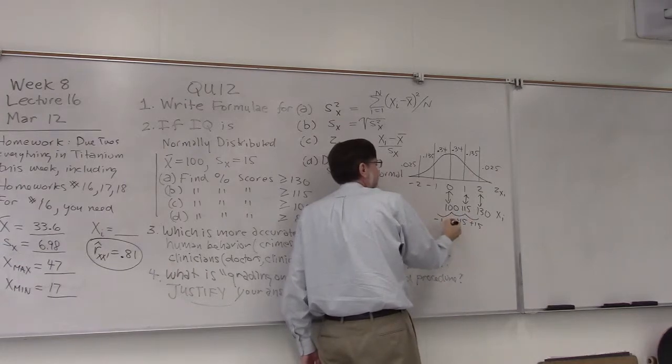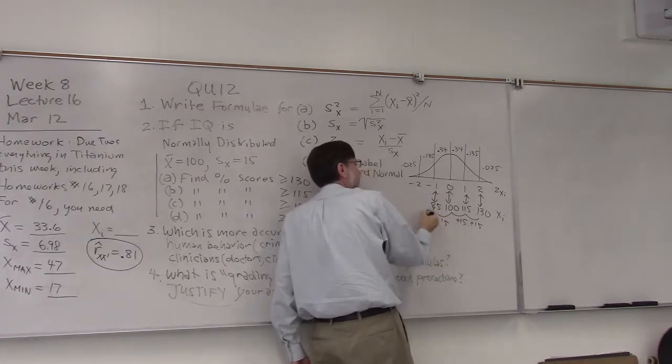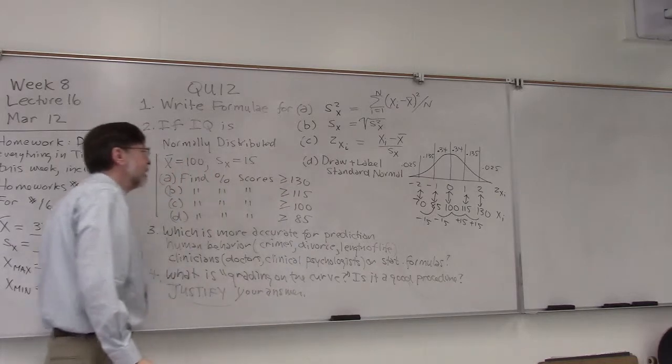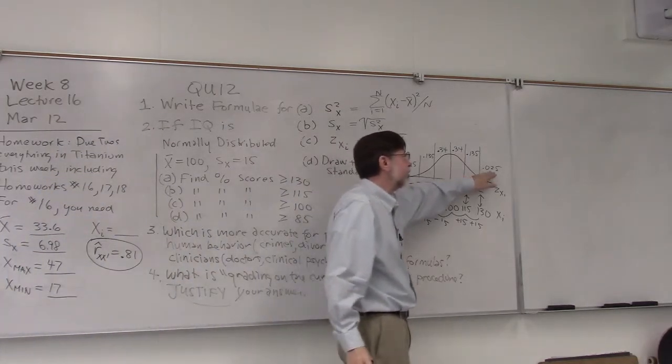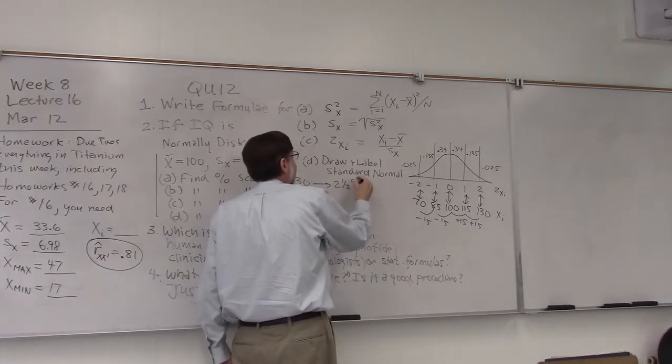Subtract 15, takes us down to 85, that corresponds to a z-score of -1. Subtract another 15, takes us to 70, that corresponds to a z-score of -2. The percentage above 130 would be 0.025, or 2.5%, so that's 2.5%.